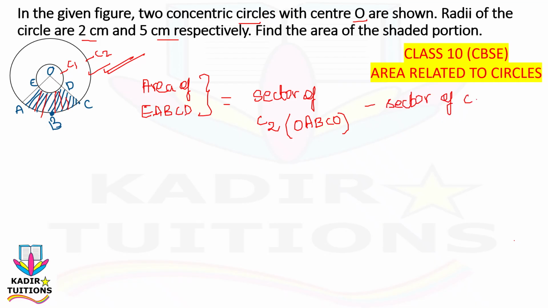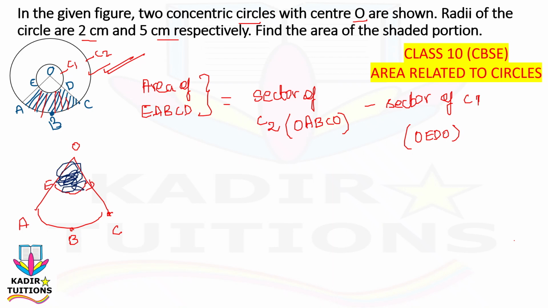That is the sector of circle C1. What is the area of the sector of the smaller circle? It is O, E, D, O. So this is the sector of the smaller circle. If I subtract, what will happen? Here O, A, B, C is the sector of the bigger circle, and in this we are going to cut the sector of the smaller circle, O, E, D. If we remove this, we will get this area. This is how we are going to solve this problem.